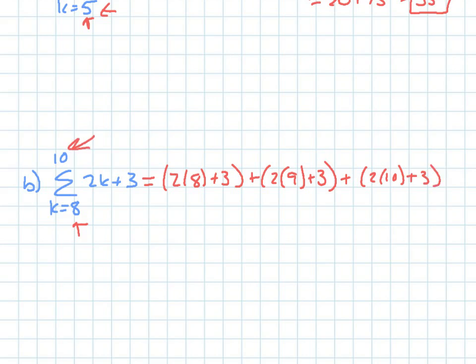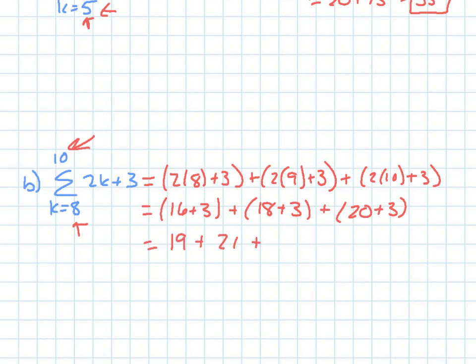So now I want to find the sum. Now sometimes you have to simplify a little bit before you can do that. Okay, so 2 times 8 is 16, 2 times 9 is 18, and 2 times 10 is 20. Then add those, so I get 19 plus 21 plus 23. Okay? These two make 40, so 40 plus 23 would be 63. And that would be my answer.